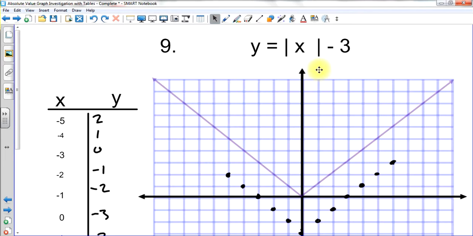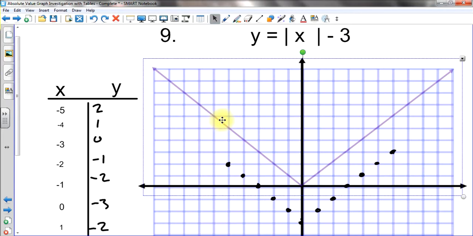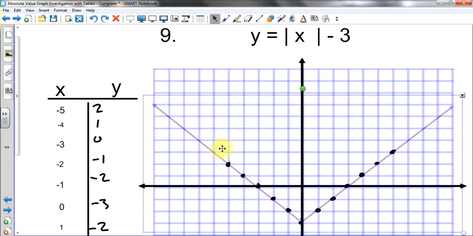Okay, look at 9. The absolute value of x minus 3. So whatever we put in for x, we're just going to get the absolute value of that, which is positive, and then you just subtract 3 from it. So looking at our normal parent function, the normal absolute value of x graph, we're just going to take those outputs and subtract 3 from every one, which then shifts the graph down 3 units. Okay?